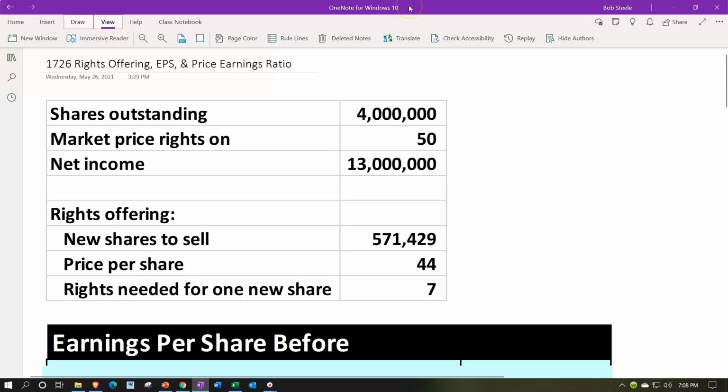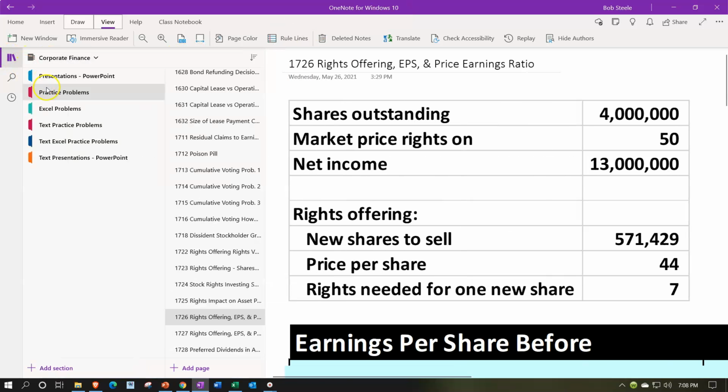Here we are in OneNote. If you have access to OneNote and would like to follow along, you're not required to, but if you would like to, we're in the icon on the left-hand side. We're in the Practice Problems tab, then down in the 1726 Rights Offering, Earnings Per Share, EPS, and Price Earnings Ratio tab. Also note, when using OneNote, look at the Immersive Reader tool. Our practice problems will be down here in the text area as well.